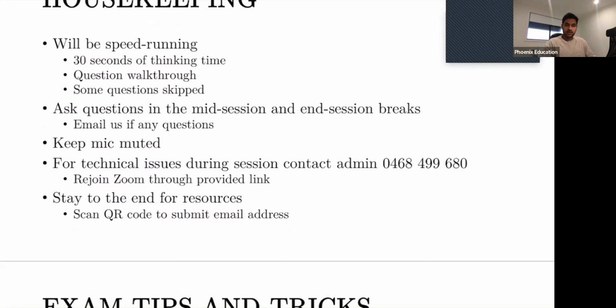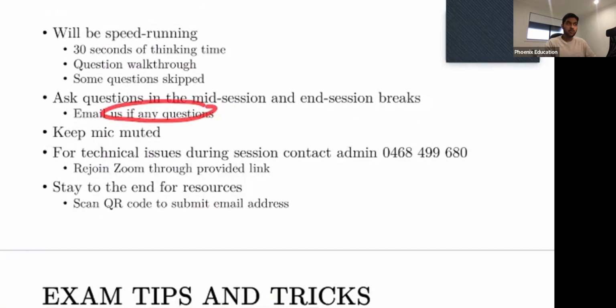In terms of asking questions, ask questions during the mid-session break or at the end of the session, just because we have got so much to get through, we don't have enough time to stop. If you do have more questions, just feel free to email us.